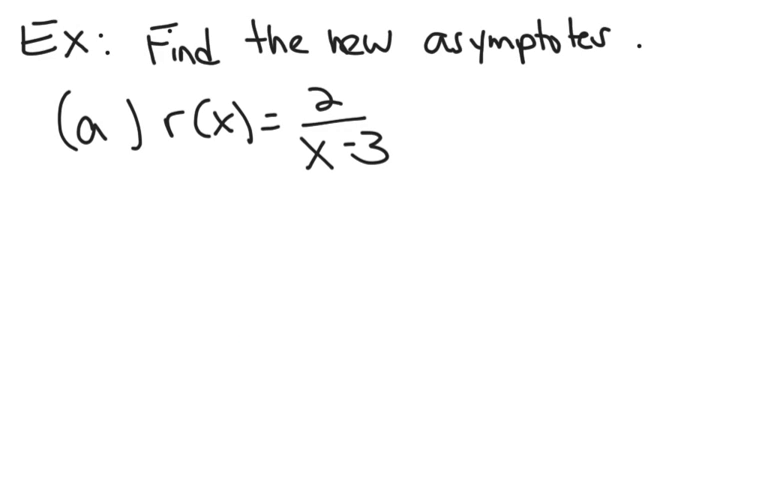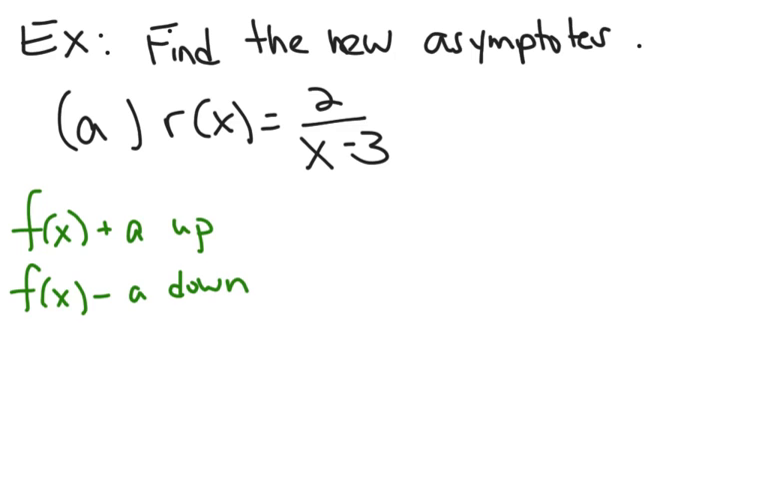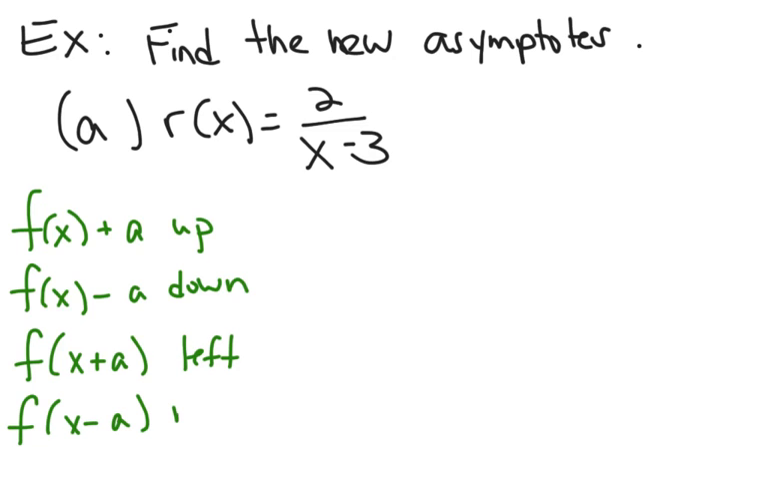Back in Chapter 2, we talked about transformations on graphs, how we could move a graph up, down, left, right. Remember that when you had a function and you added a number to it, you moved the graph up. If you subtracted a number from it, it went down. If you added a number to the input of the function, it moved the graph to the left. And if you subtracted from the input, it moved the graph to the right.